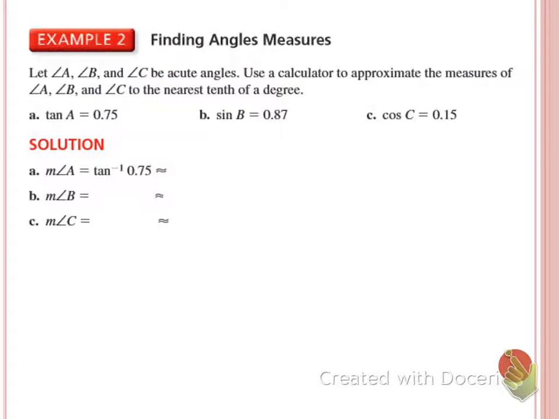Shift tangent of 0.75. We are rounding to the tenth like it says. So what do we get? 36.9.